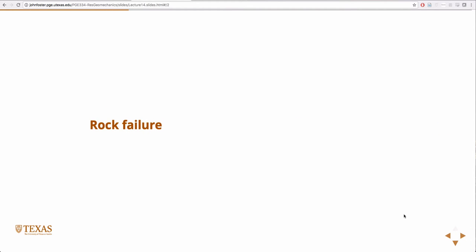So we're going to move on to talk about rock failure now, and this is almost everything we've been working up to in this class, learning about stress and strain so that we could learn about constitutive models and pore pressure. Right? So we could learn about constitutive models, things that relate stress to strain, so that we can then use stress and strain to define or understand when rocks will fail.